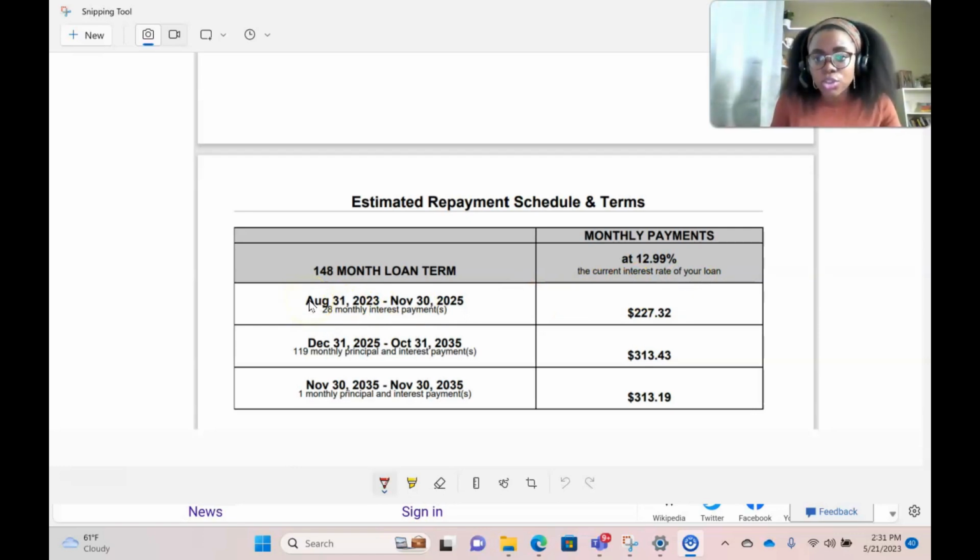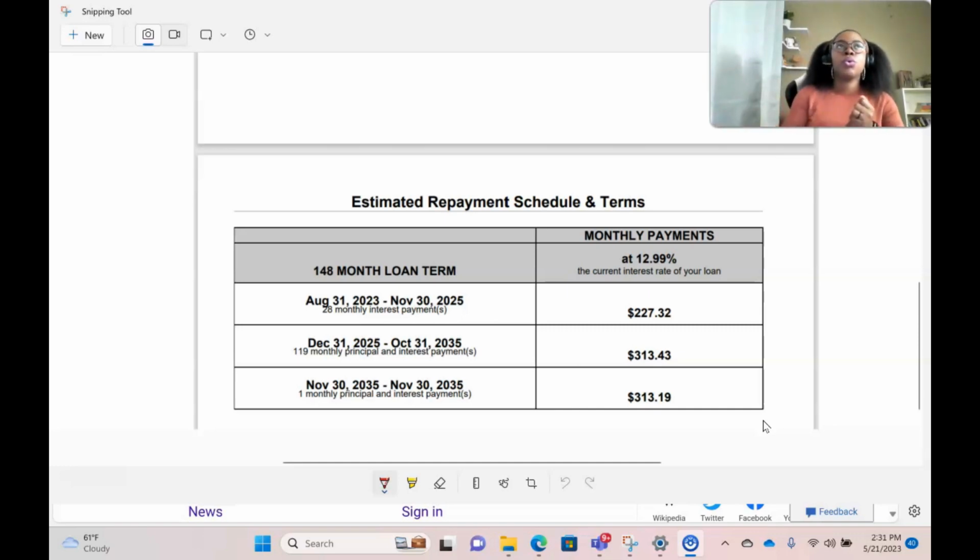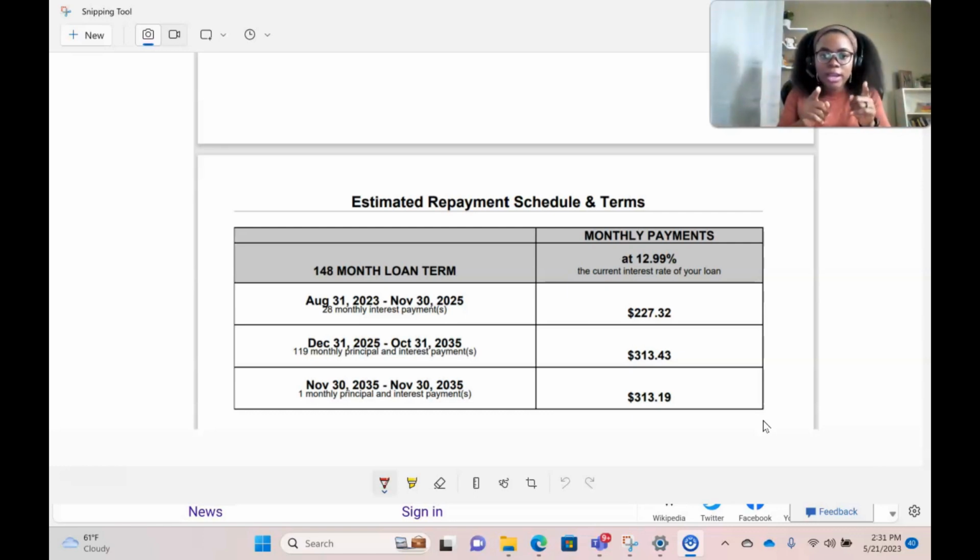The first 2 years, you're going to pay $227 every month. And then the next 10 years, you pay 313 every month. So what does all of this mean? They are showing you an example and saying if you pay within 12 years, like you take the loans in 2023, you completely clear your loans by 2035. This is how the payments will work.